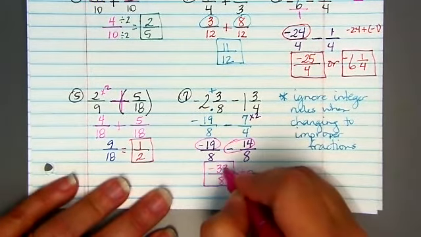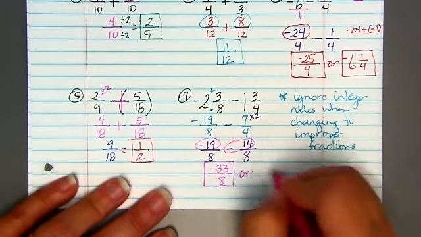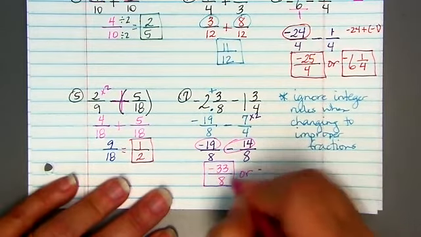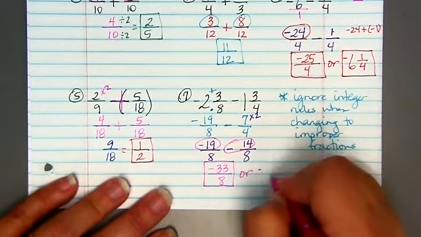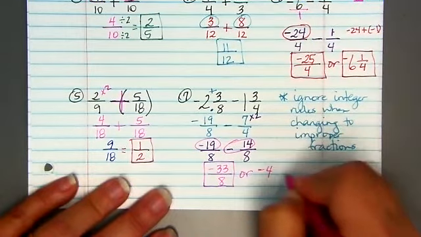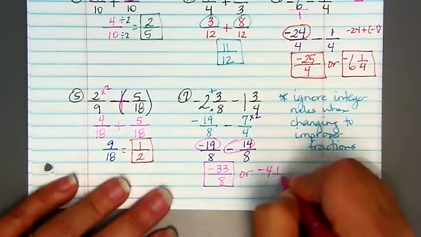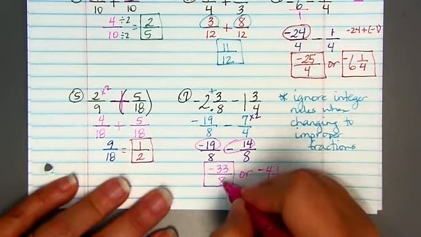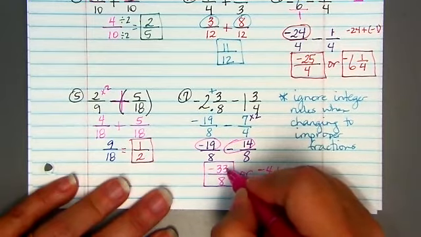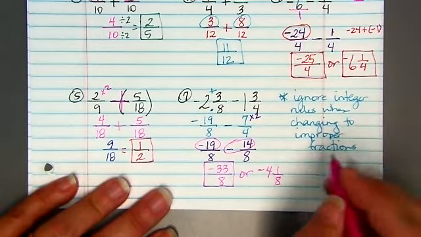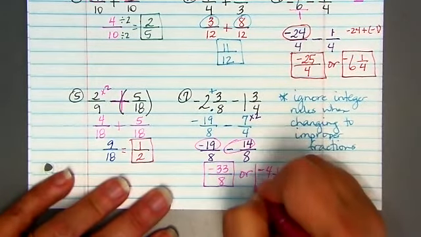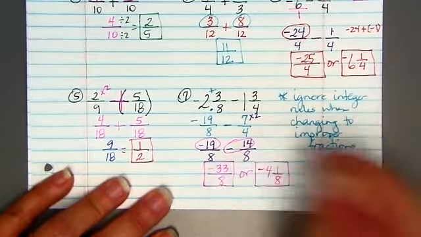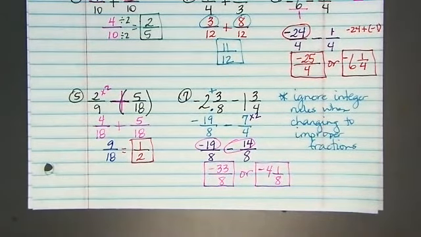So 8 is going to go into 33. This is a negative number, so my answer is going to be negative. 8 goes into 33 4 times, which is 32. 33 minus 32 is 1, so it's going to be a negative 4 and 1/8, because I'm going to have 1 left over. All right, we have 2 more examples, guys. Almost done.